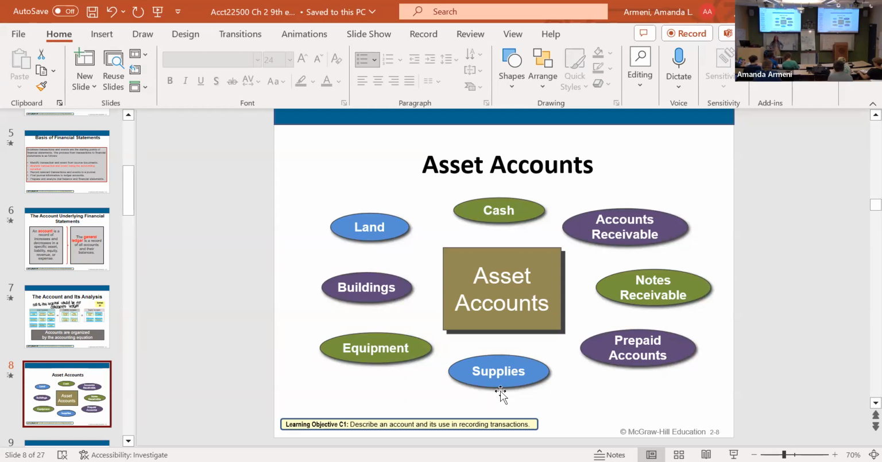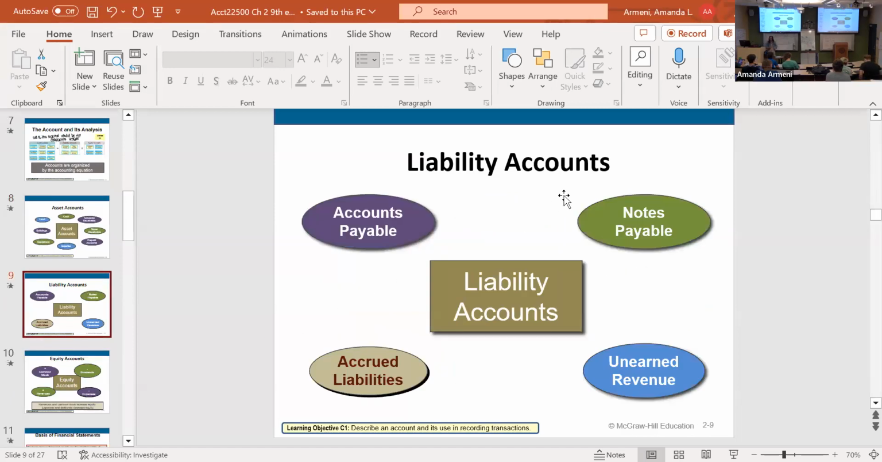Any other questions about assets? Liabilities.